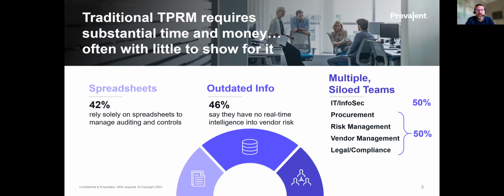Second is they're dealing with outdated info. About 46% of folks we talk with say they have no real-time intelligence into vendor risk. And as Bob mentioned a little while ago, doing that once-every-so-often risk assessment is valuable. It gives you a good baseline, but an awful lot happens in between those risk assessments. And without that consistent flow of information on a third party's cyber risk, business or negative news, reputational problems, financial issues, ESG findings, whatever, you're really exposing yourself to a lot of additional risk.